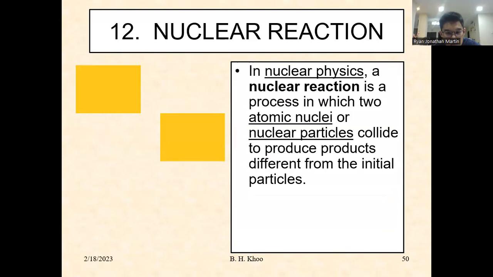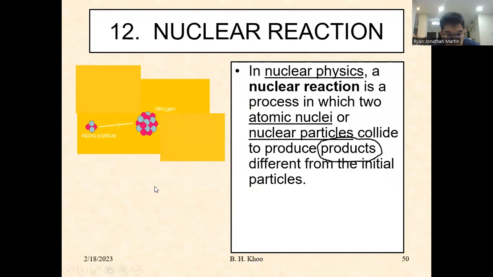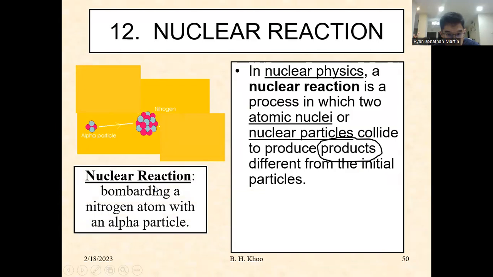In nuclear physics, a nuclear reaction is a process in which two atomic nuclei or nuclear particles collide to produce products different from the initial particles. Right? Two or more collide. An example will be you have your alpha particle here. You bombard nitrogen with an alpha particle. So that is your product, oxygen. And then the other product will be your proton.